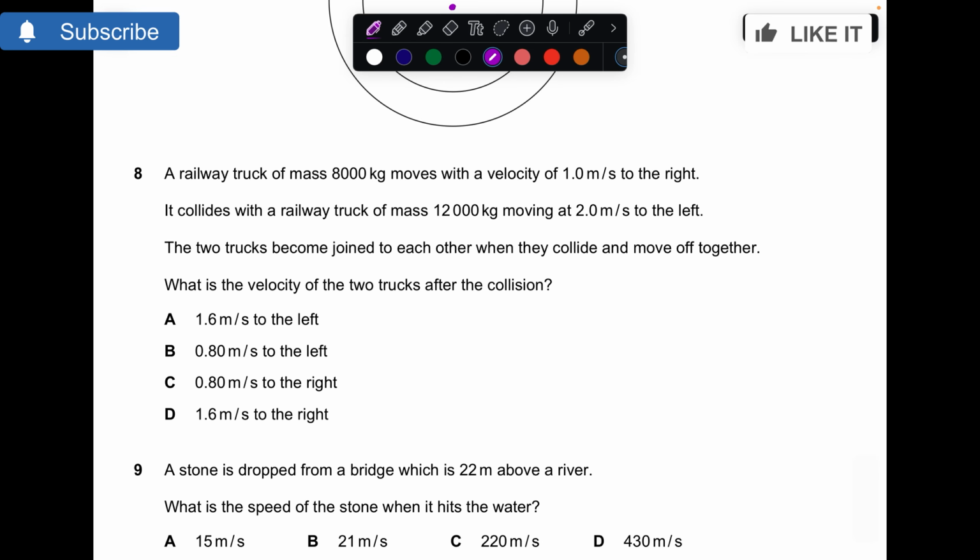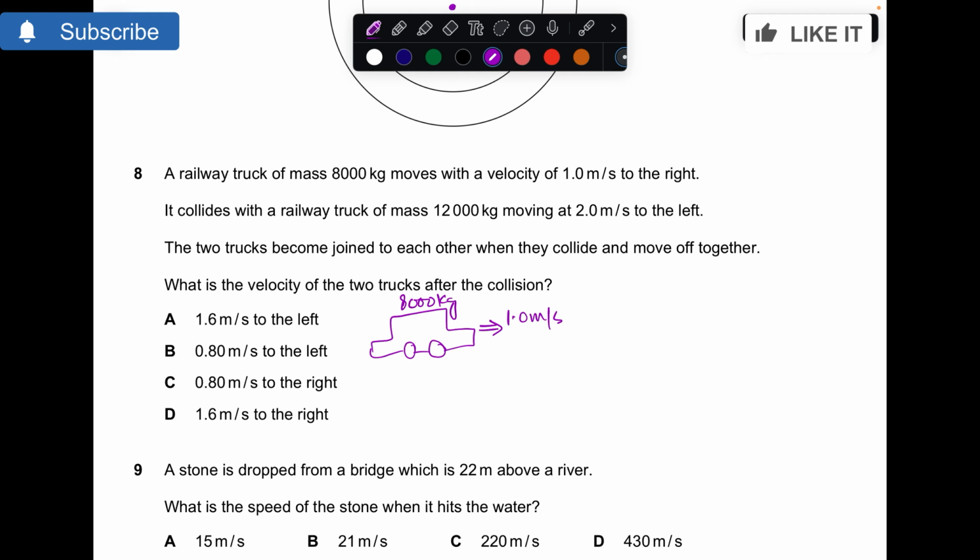A railway truck of mass 8,000 kg moves with a velocity of 1 meter per second. Let's make a truck here. Suppose this is a big truck. Its mass is 8,000 kg and it's moving with a speed of 1 meter per second to the right, and it collides with a railway truck of mass 12,000 kg moving at 2 meters per second to the left.